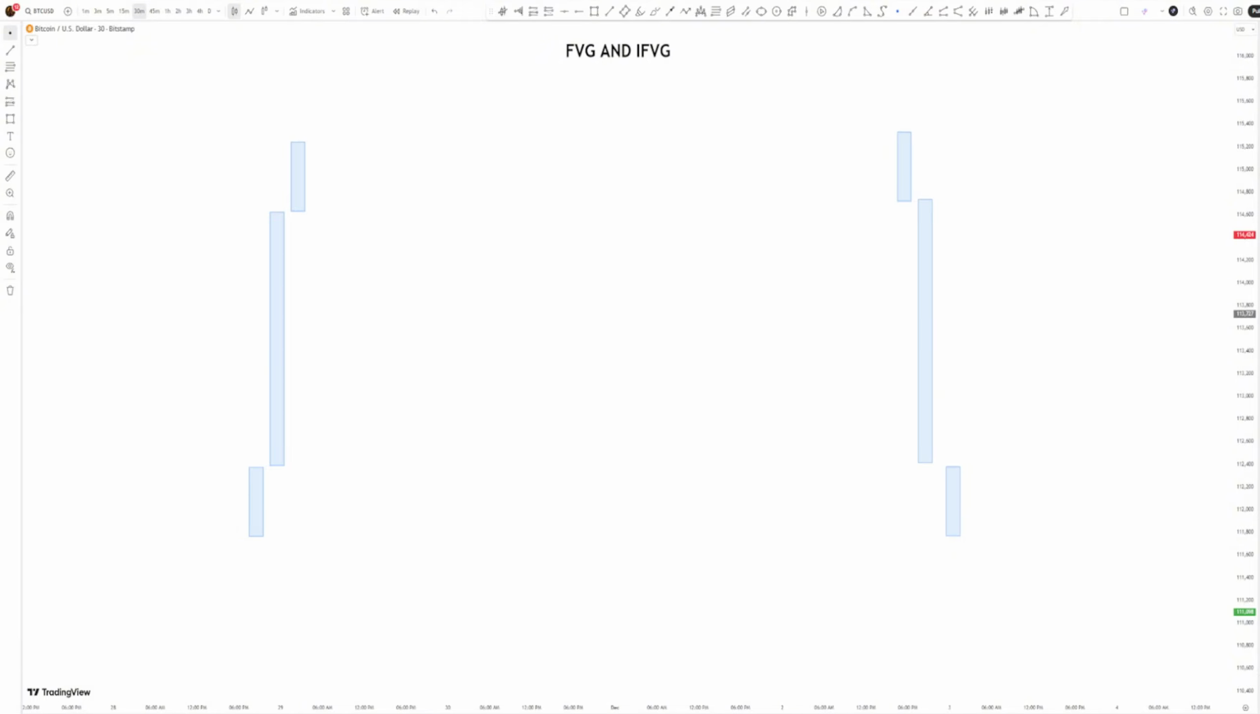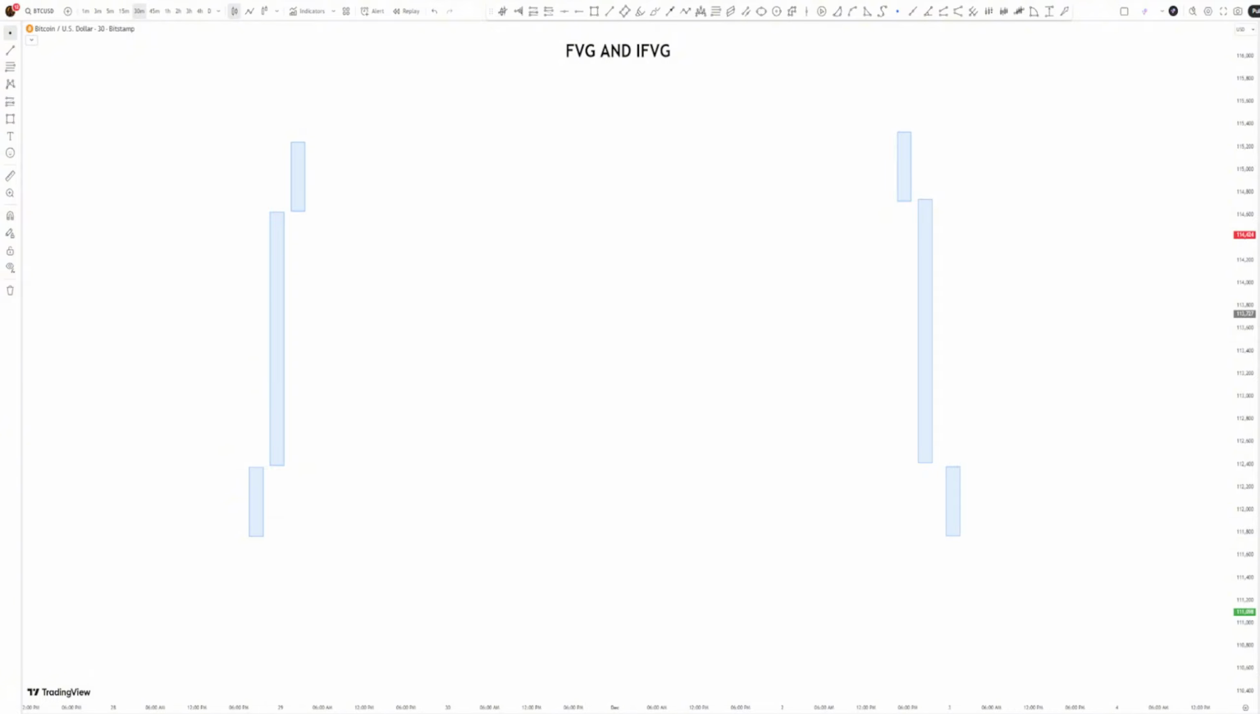It appears as a gap between the wick of the first candle and the wick of the third candle, leaving a fair value gap area within the middle candle range. This area is often seen as a magnet for price to return before continuing its original direction. So let's talk about how to identify a fair value gap for now.